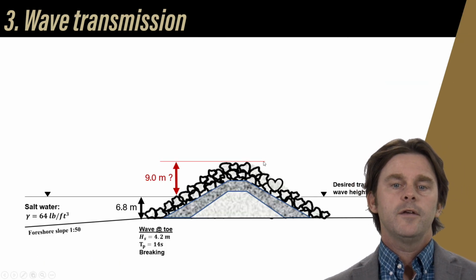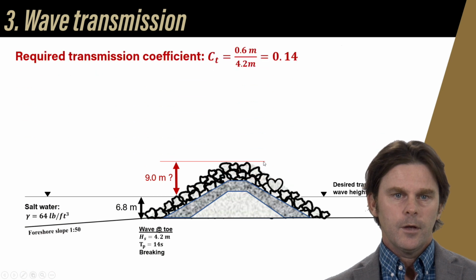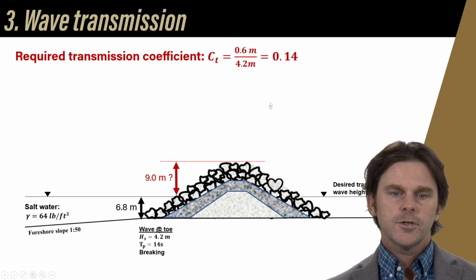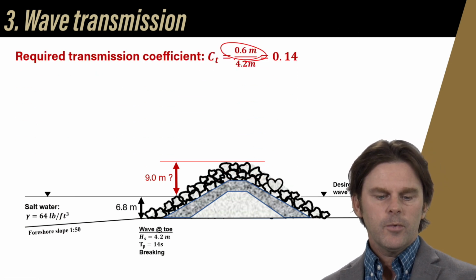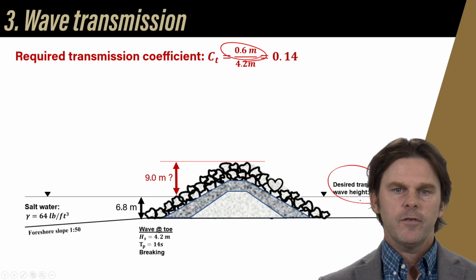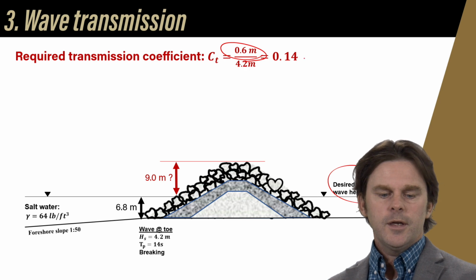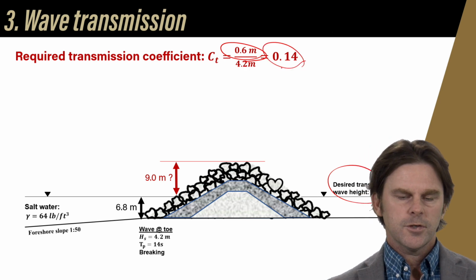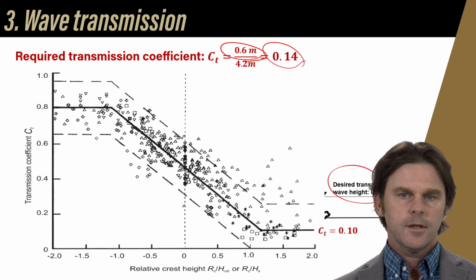Anyway, wave transmission. Here we go. Required transmission coefficient is set by the wave height that we want on the other side. That's over here, 0.6 meters, divided by the incident wave height at the toe, 4.2. We need a pretty low transmission coefficient. Fortunately, we're going to see that we can do that.